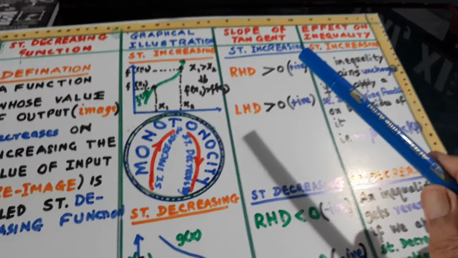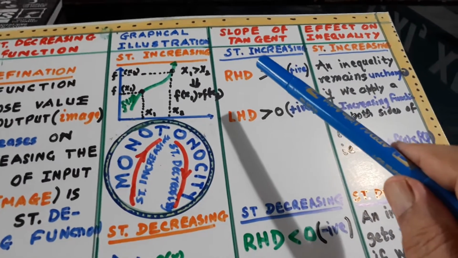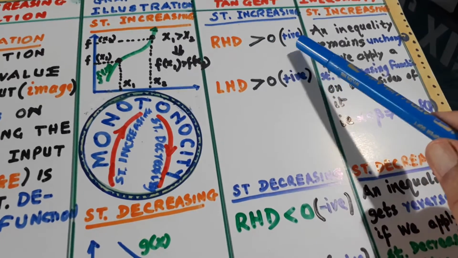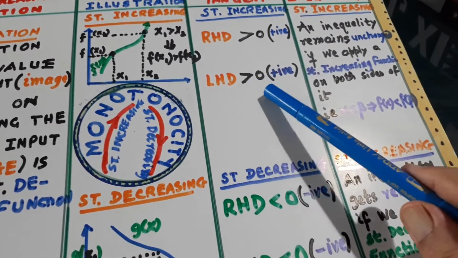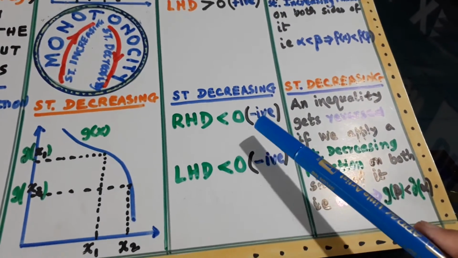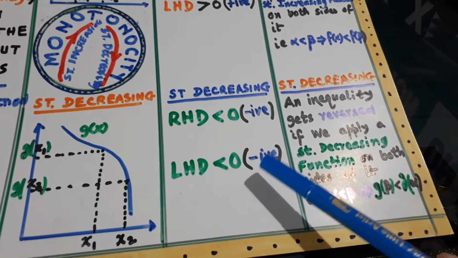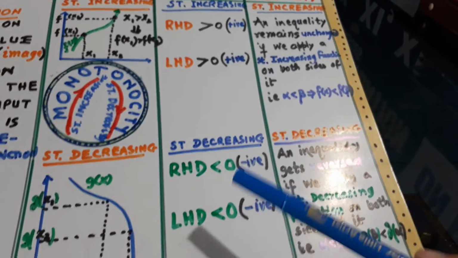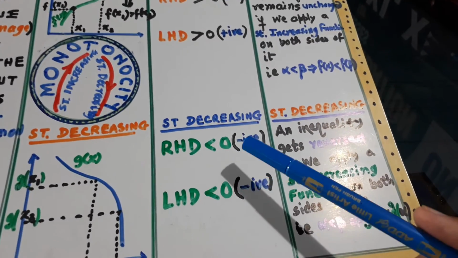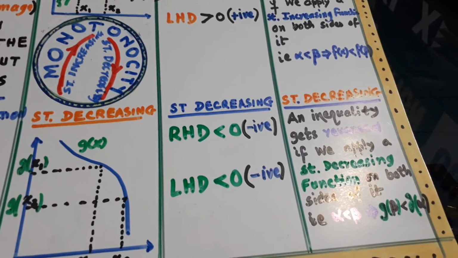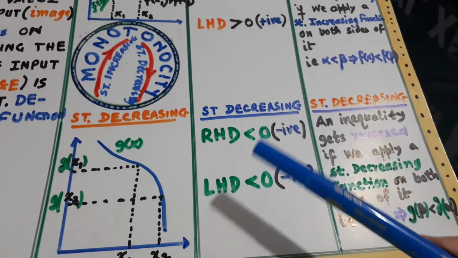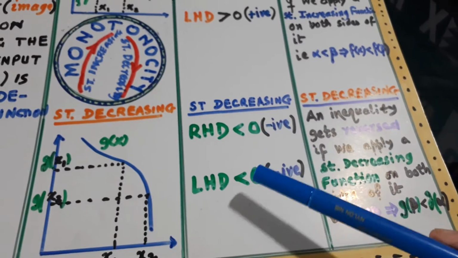Now, slope of the tangent: if the function is strictly increasing, it should be greater than 0. Right hand derivative is greater than 0. Left hand derivative is also positive. If it is strictly decreasing, right hand derivative is negative. Left hand derivative is again negative. So it means the slope of the tangent will be giving you the angle with the positive direction of x-axis. The derivative will become negative.